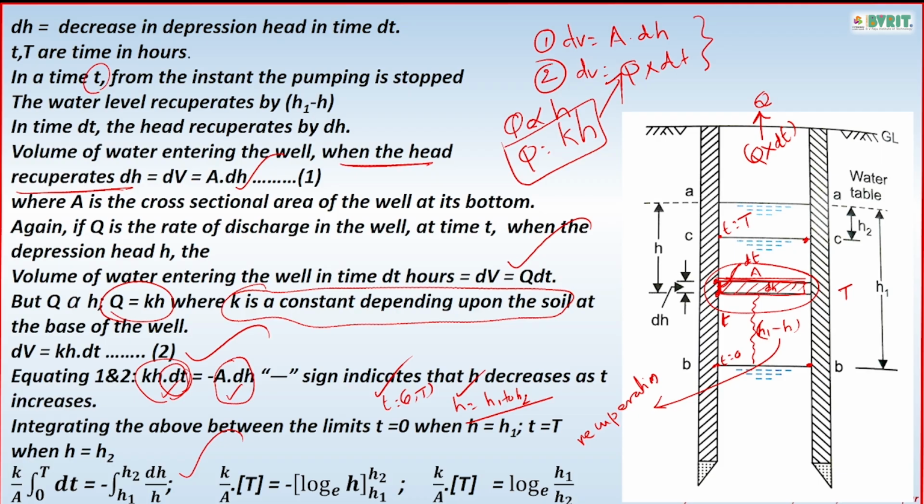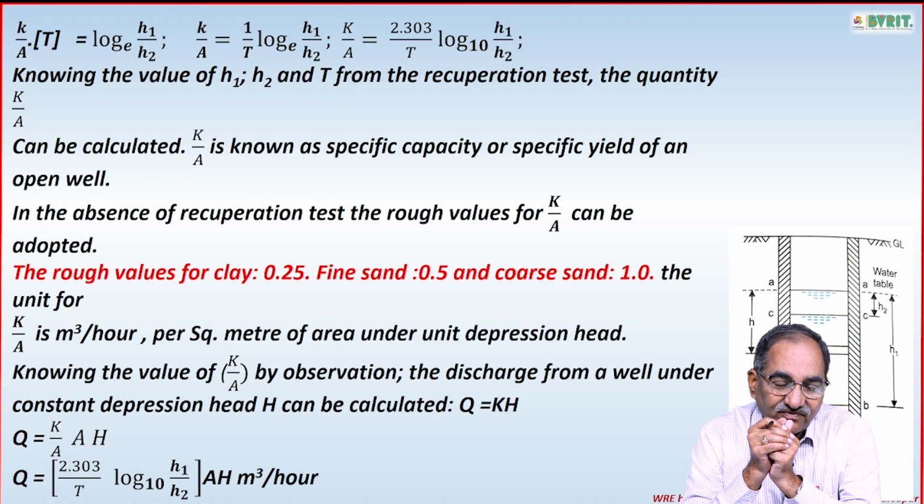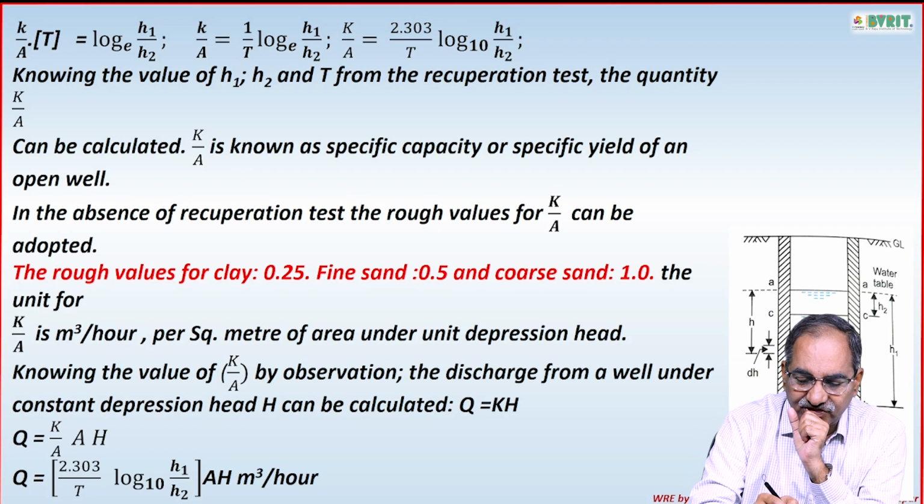Because I have taken A to the other side, I have K by A into dt is equal to dH by H. dH by H is nothing but log base e H, and dt is T. So K by A, T is equal to log base e H1 by H2. You may be thinking H2 by H1, but because of this minus sign, it is H1 by H2. So finally, K by A into T is equal to log base e H1 by H2, or K by A is equal to 1 by T into log base e H1 by H2.